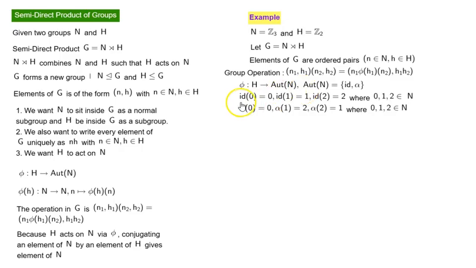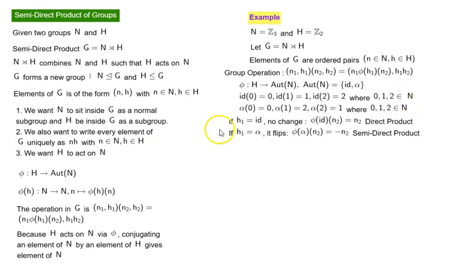So identity will take the elements of N and give the same thing back. So ID of 0 is 0, ID of 1 is 1, ID of 2 is 2, where 0, 1 and 2 are in N. Whereas alpha will not change the identity itself. So alpha of 0 is still 0. But alpha of 1 will be equal to 2. Alpha of 2 will be equal to 1. So basically it is flipping this. So again where 0, 1, 2 are in N.